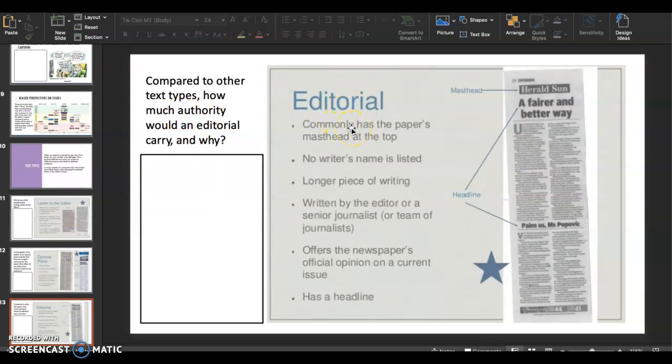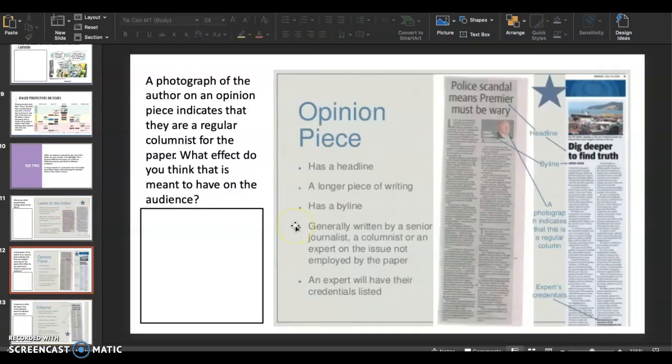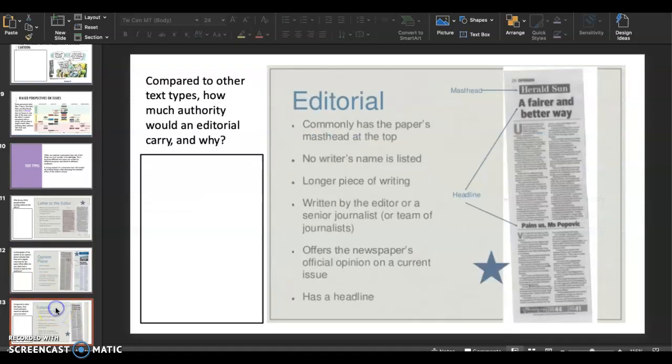Editorial, which is different than a letter to the editor. This is coming directly from the editor. The next one, you have an opinion piece, which is opinions from certain figures who write regularly for newspapers, so regular columnists. Some of you will know the names of some of the famous ones. I think Andrew Bolt is quite a famous one in Australia for his opinion pieces.